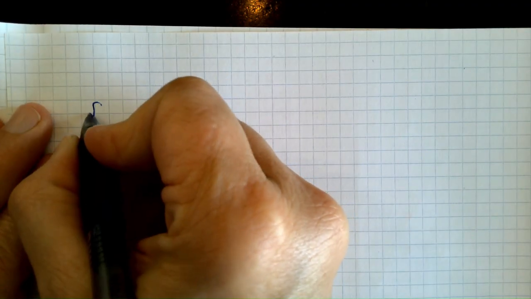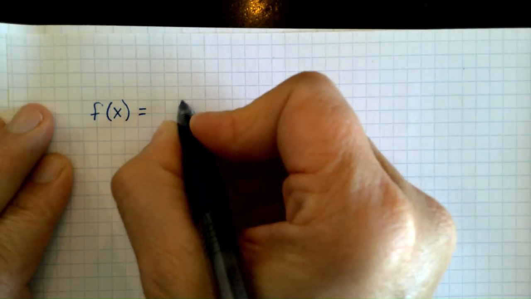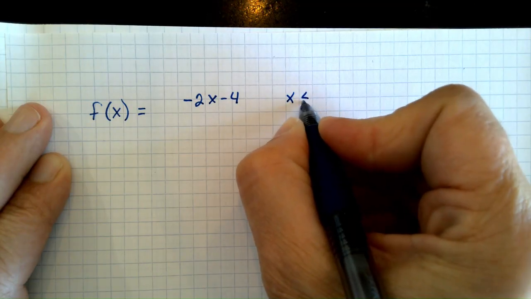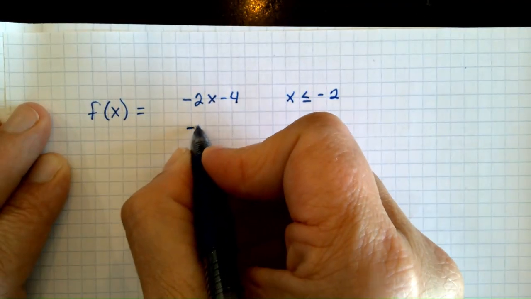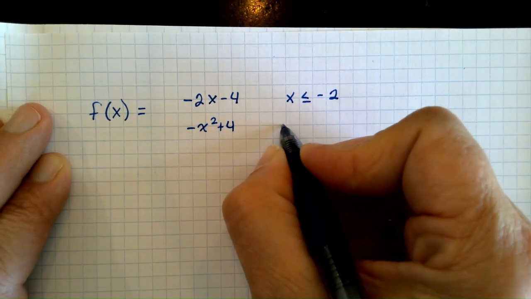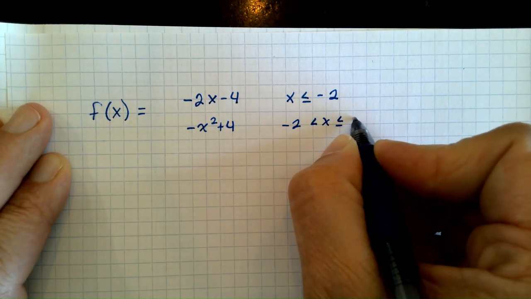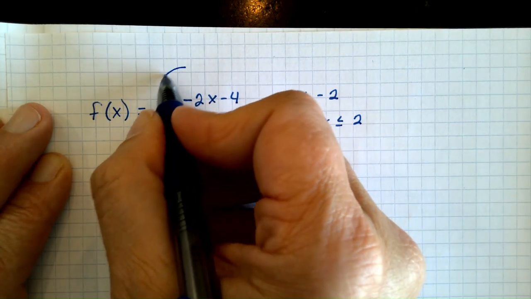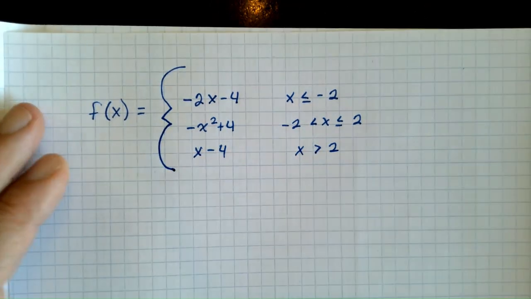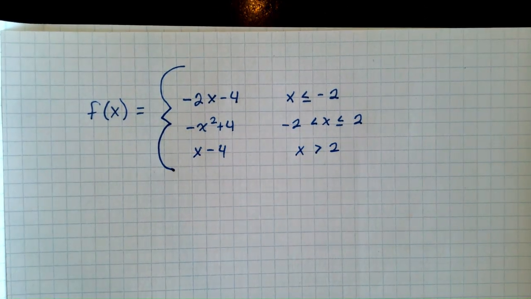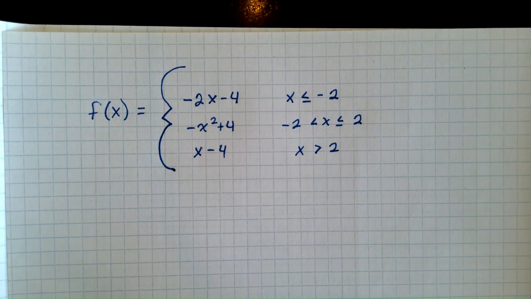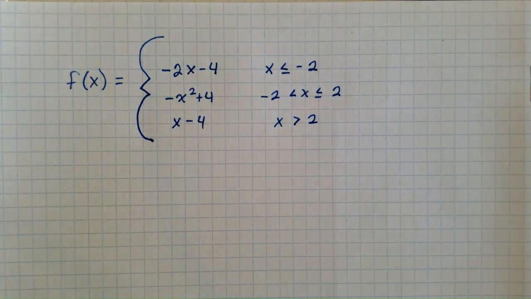Let's go ahead and see what that would look like in an algebraic form. So we have a function f of x equals, our first part is going to be negative 2x minus 4, with x less than or equal to negative 2 as our domain; negative x squared plus 4, with negative 2 less than x less than or equal to 2; and x minus 4, with x greater than 2. And you'll see a big open brace to start us. That's just saying that all three of these are connected to make the single function f. We are going to overdo this to begin with, just to make sure everything is clear.